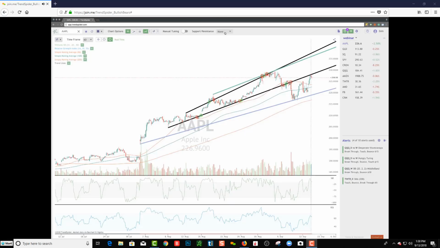Awesome. That is great. So Melrod just asked about support and resistance areas. Okay. I was wondering if you could touch on that a little bit.